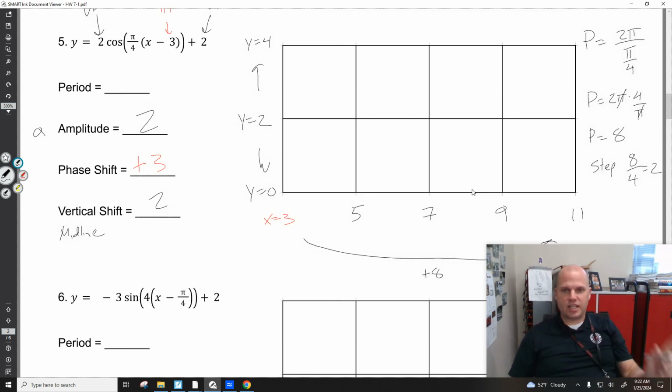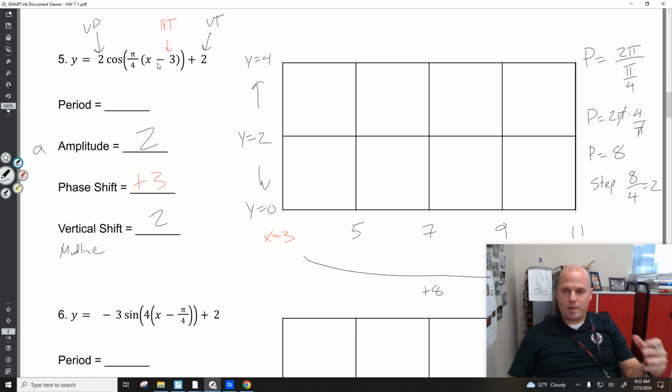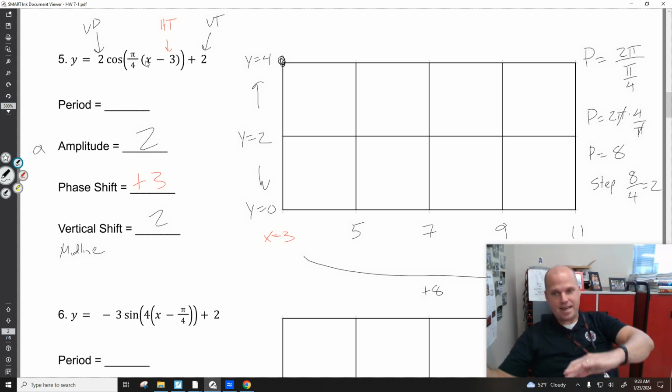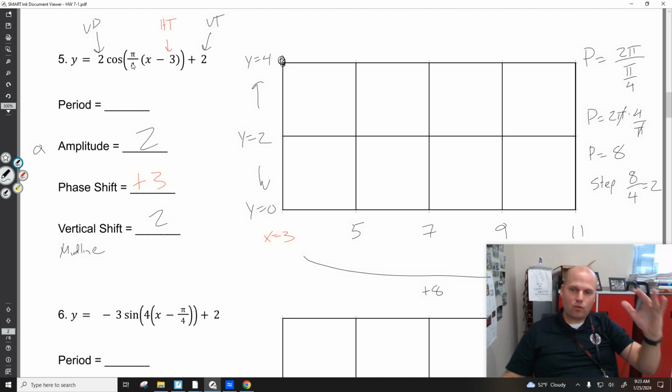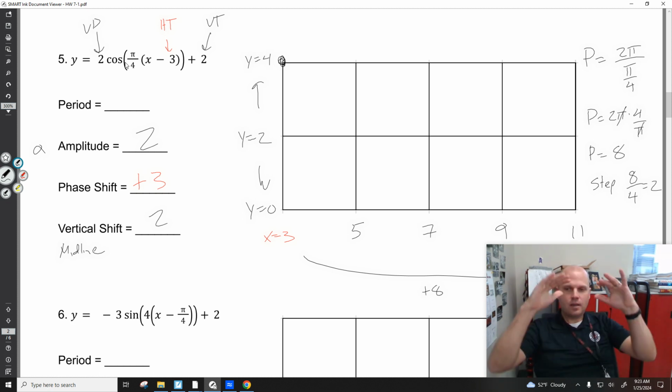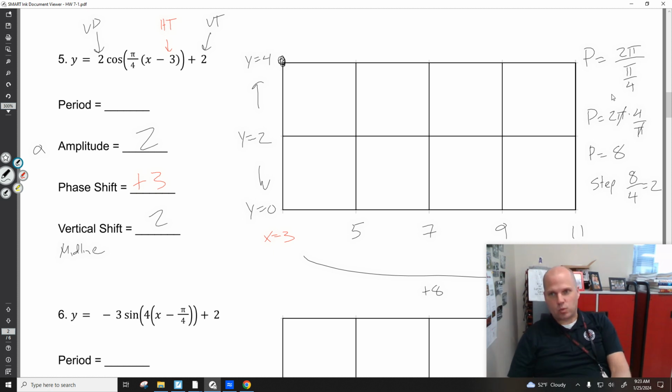Okay, now let's think about this. If I plug in 3, 3 minus 3 is 0, boom, I got the cosine of 0. I'm going to get 1 times 2 plus 2, 4. There's my starting point. What if I plug in 11? Again, this is why it's all about undoing what's inside. 11 minus 3 is 8. 8 times pi over 4 is 2 pi. Oh, I'm plugging in the cosine of 2 pi. I've gone around the circle completely. I'm starting over, so that's why I'm back to where I started.